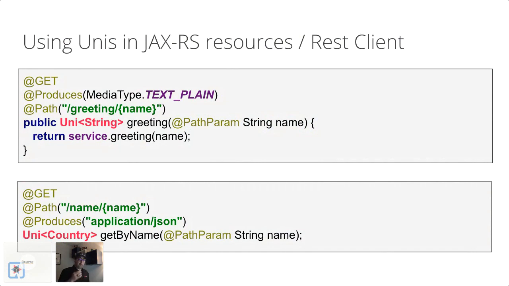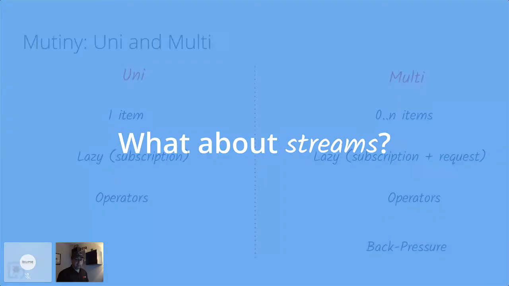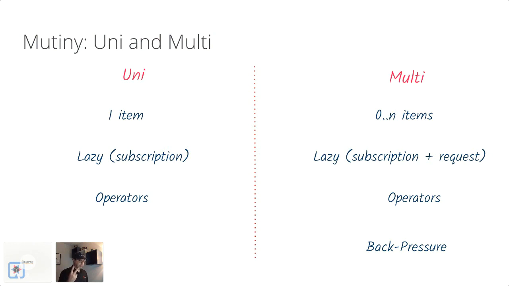Unis are made for one item or one failure, but sometimes you need more than one. You need streams. For this, Mutiny has a second type, and we only have two types, Uni and Multi. Uni is one item. Multi is 0 to n items, and it can be unbounded. Both are lazy, using a subscription mechanism. If you use Reactive Streams in Java or Reactor, it's the same idea. On Multi, we have a request protocol too, which we are going to talk about when we mention back pressure. It has almost the same set of operators, a very rich set that focuses on expressiveness and not on mathematical concepts.